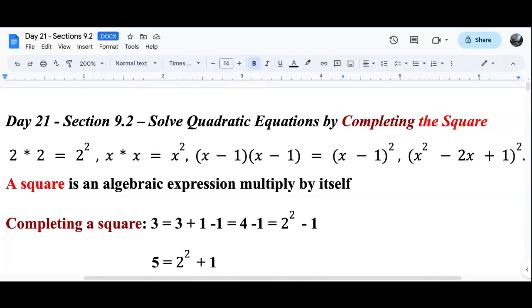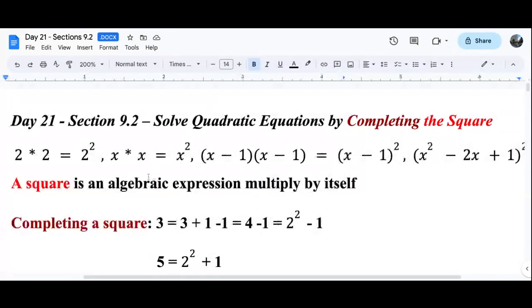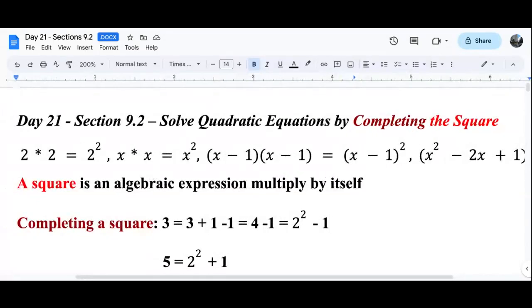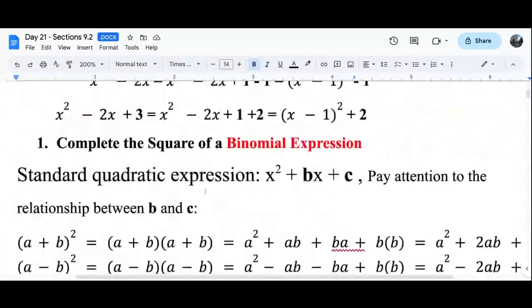So this is related with... let me go back to the notes. Remember, we have three kinds of forms. We have standard form for quadratic equation.